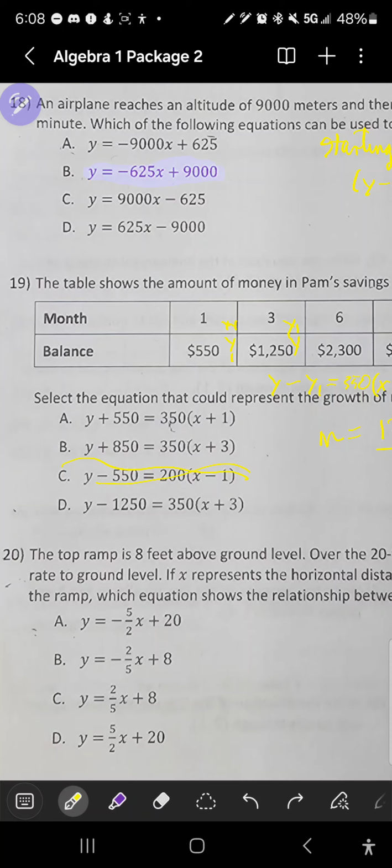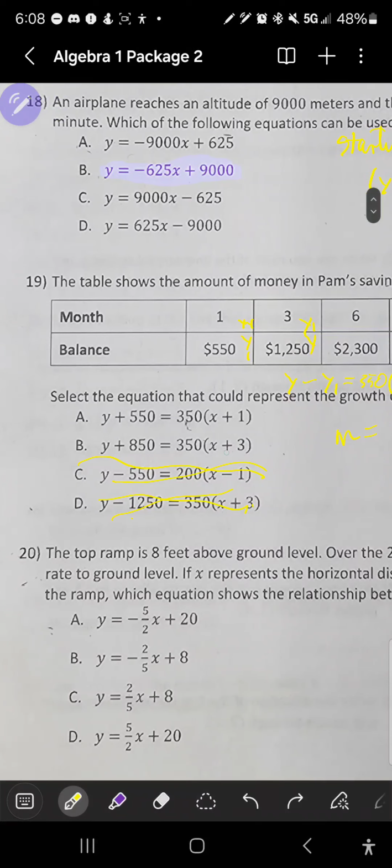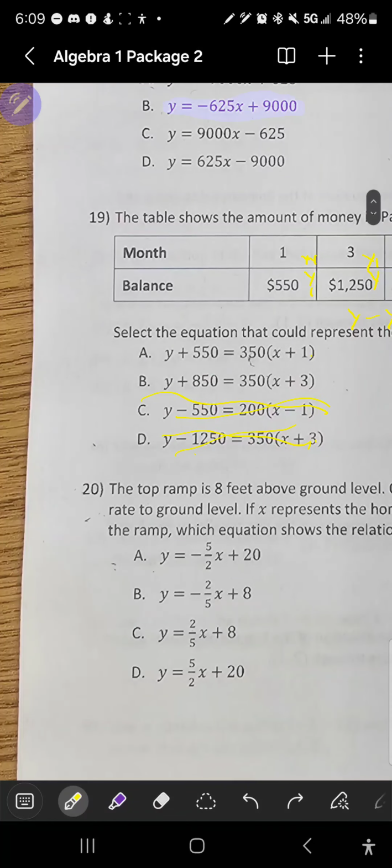Now you see that this cannot be, because this point is going to be negative 3 comma 250, and we already have the 1250 here, and this one is going to be negative 1 comma negative 550, which could be, but because of our slope, I know that that's not going. That's only to confuse ourselves and make us pick the option.